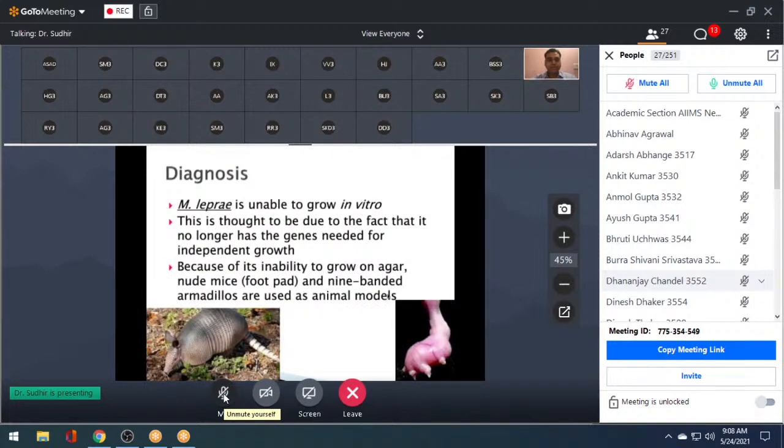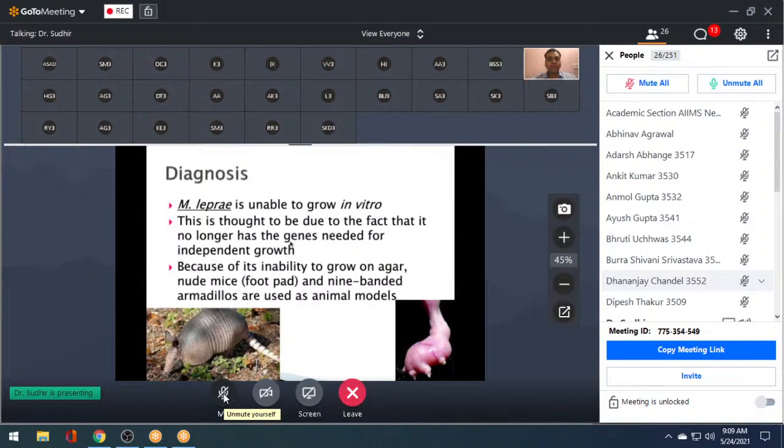Coming to diagnosis, this organism cannot be cultured. It is very difficult to culture these organisms. Like Mycobacterium tuberculosis, for which LJ media is required, it is not culturable in normal simple media like agar media. Similarly, Mycobacterium leprae also cannot be cultured in LJ medium. It is only cultured in certain animals, called armadillo.